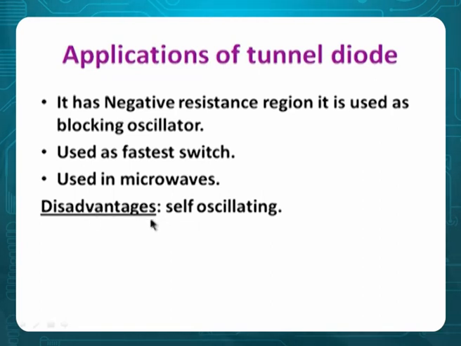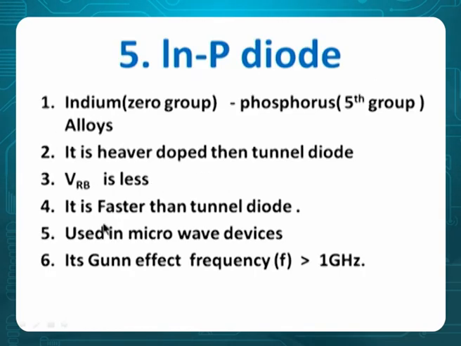The drawback is self-oscillating. How do you say it is self-oscillating? If you see the internal equivalent diagram, you have an inductor, resistor, capacitor and resistor. So once you have L and C, they will have a self-oscillating concept. When you are trying to tune somewhere, they themselves will be tuned. That's the meaning of self-oscillating as a drawback.